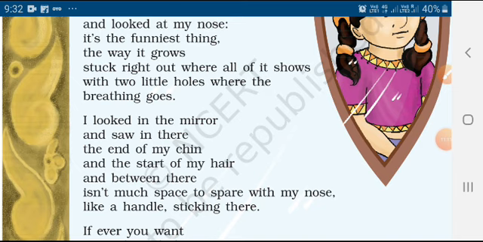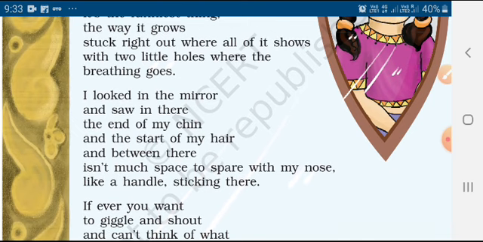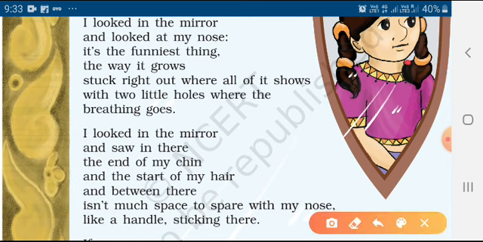So now we are going to read the second stanza from the beginning. I looked in the mirror and saw in there the end of my chin and the start of my hair, and between there isn't much space to spare with my nose like a handle sticking there. So the small girl is saying that she looked in the mirror and saw the end of her chin, that is the chin. So she is saying at the end of my chin and the start of my hair. So as my chin ends, my hair starts.